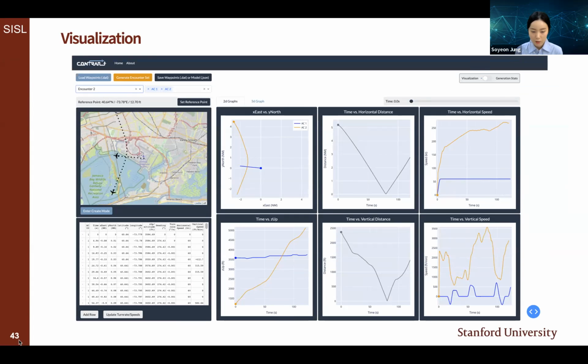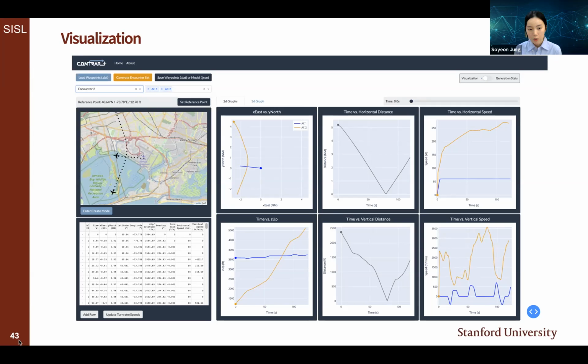On the left side, we have a map and data table. The trajectories are visualized on the map, which is by default centered to the reference point. Then the table shows the positions, velocities, headings, and turn rates of each waypoint. For the positions, we can see both the geodetic and the local east-north coordinates.